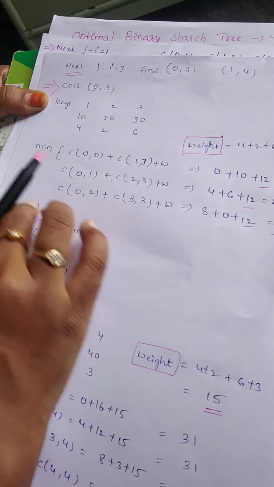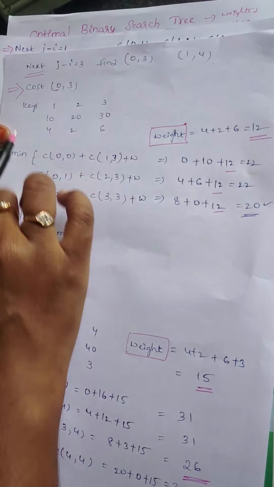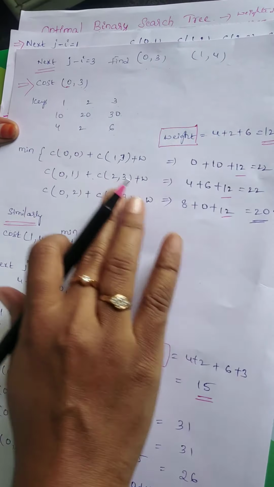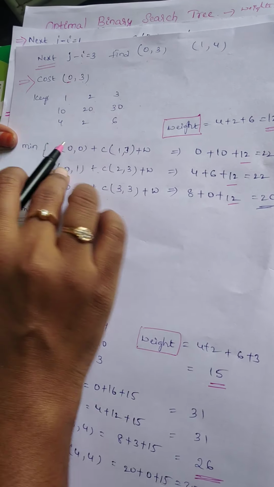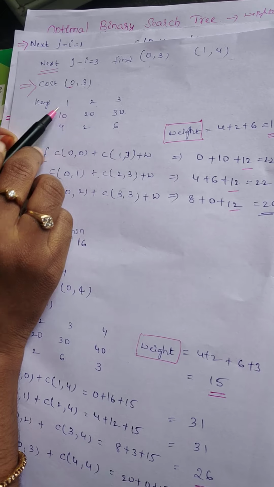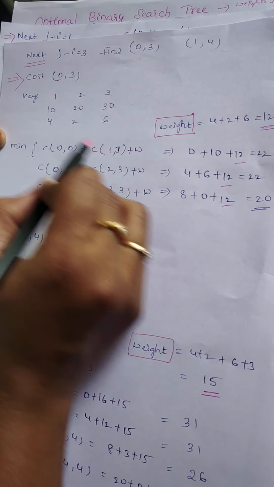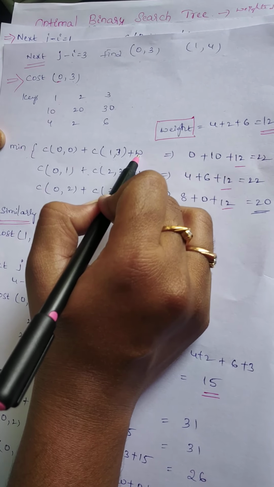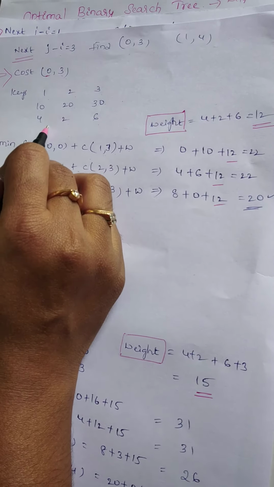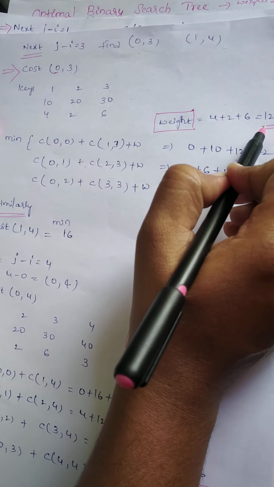We are applying the formula here. We are not taking the BST, we are applying this formula. Why? Because the keys are in increasing order. So minimum cost of, first we have to take 0 to 0 plus cost of 1 to 3 plus weight of the graph. First we calculate the weight. Weight equal to adding these frequencies, 4 plus 2 plus 6. We get the value 12.